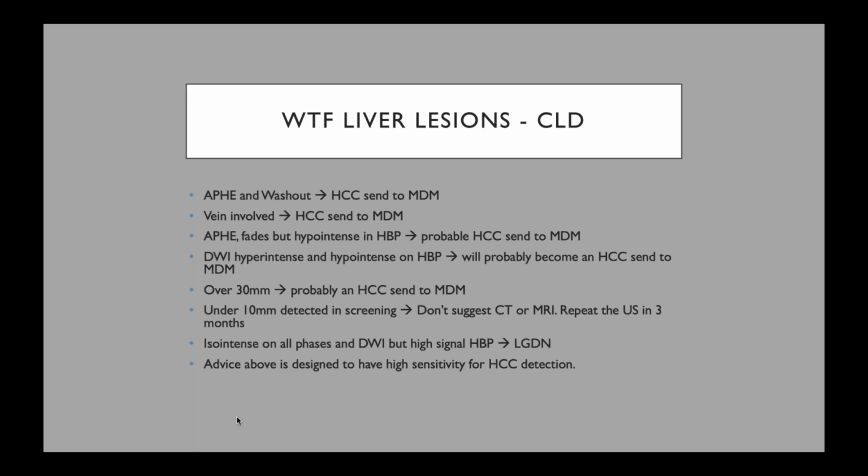One thing I always tell our registrars is if a patient's got chronic liver disease and a focal lesion over 30 millimeters, really doesn't matter what it looks like, chances are it's an HCC. And then remember screening, if it's under 10 millimeters, just repeat the ultrasound. Okay, so this is really designed just to have a high sensitivity for HCC detection. The reality is HCC is so common and so important that if you call it and say it's suspicious, no one is ever going to criticize you because it's an important diagnosis to make, and chances are you are right.